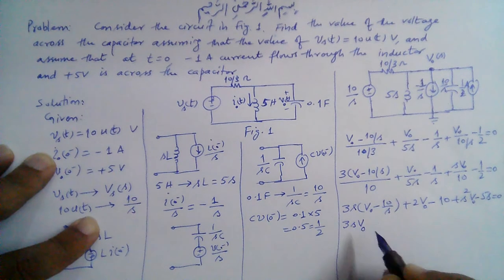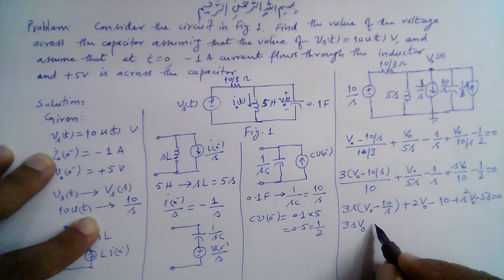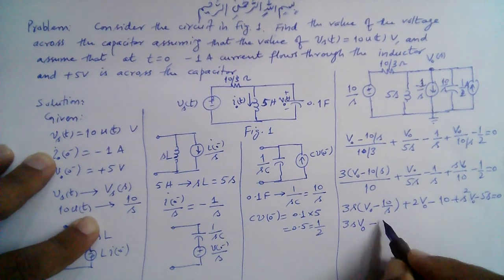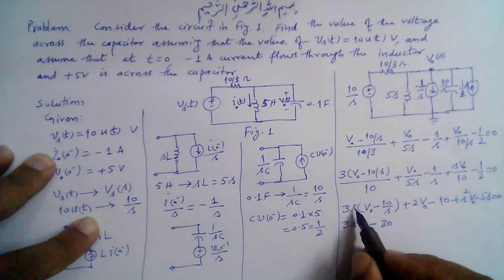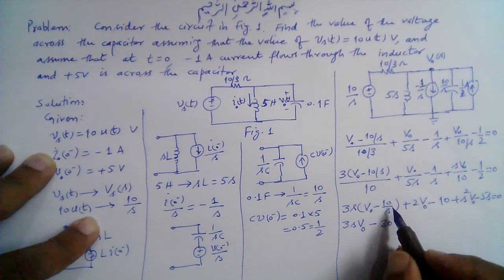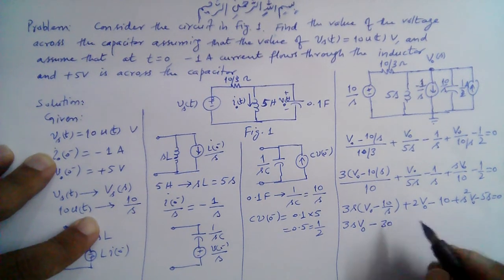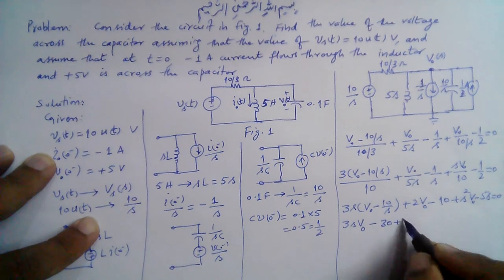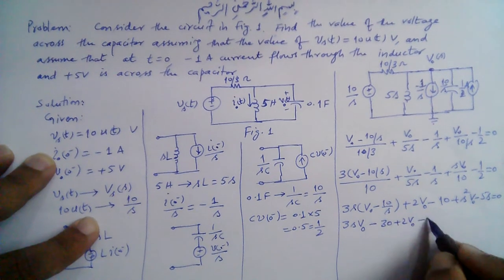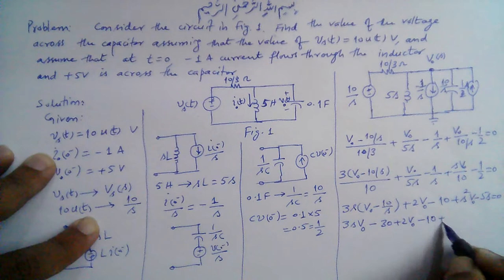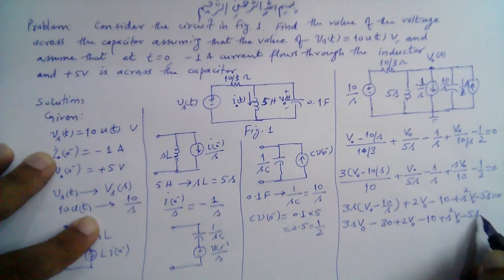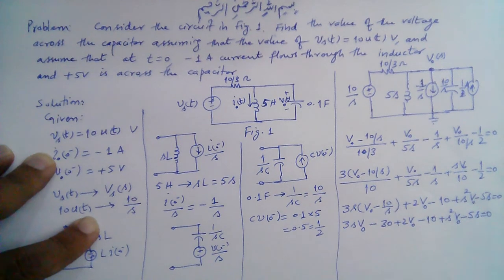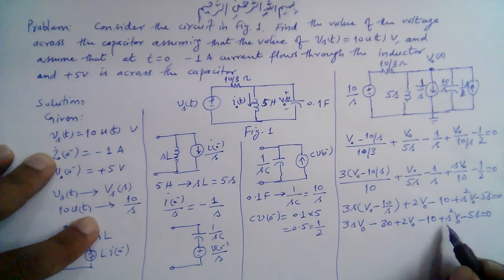So this is 3S V naught, and then minus 3S into 10 over S, so that is 30. S cancels with S, and 3 multiplied by 10 is 30, plus 2V naught minus 10 plus S square V naught minus 5S is equal to 0.